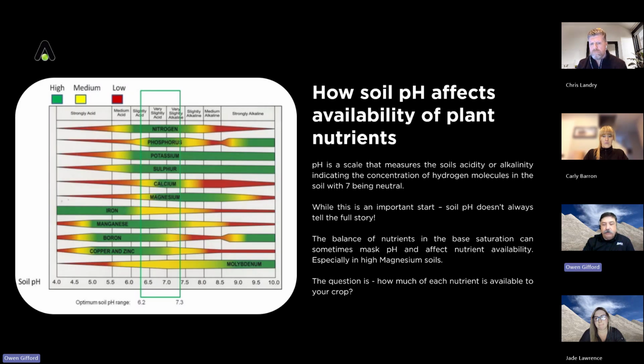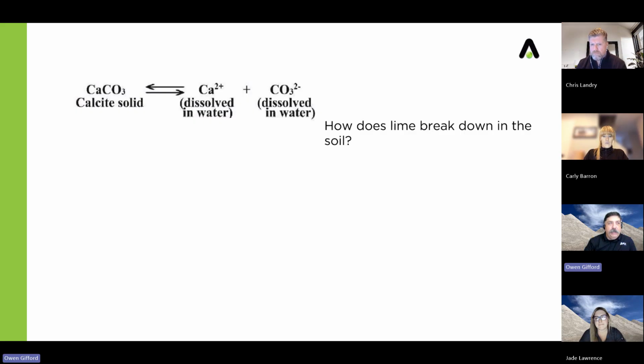So when we do get to those lower pHs, and we need to raise that up to make the nutrients more available, how does that work in the soil? When you apply, in this case, a calcitic lime, the same holds true for a dolomitic, it just has some magnesium in there as well. So how does it work? First, that calcium carbonate will slowly dissolve into the soil. When you look at the solubility factor of it, it's not very soluble in soil. It's a rock, so it takes a long time for it to dissolve into the soil in the first place.